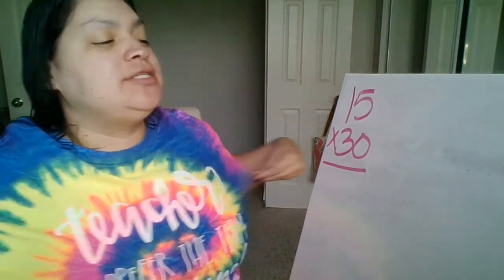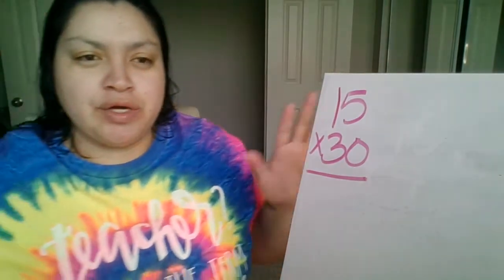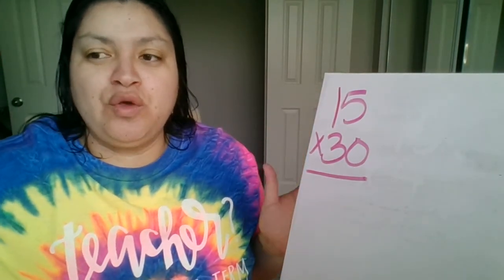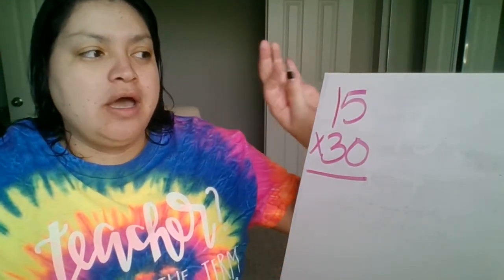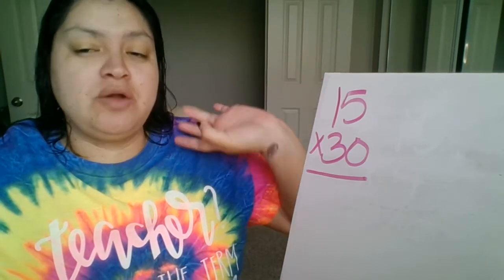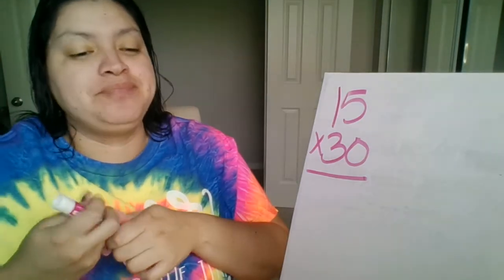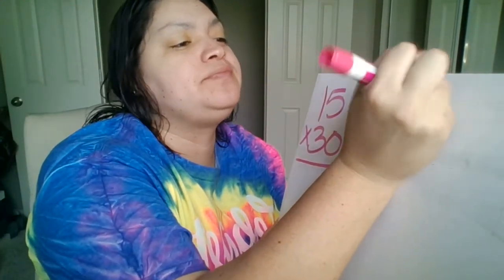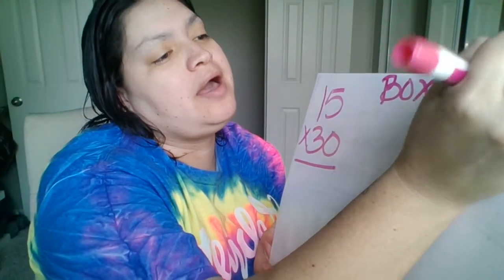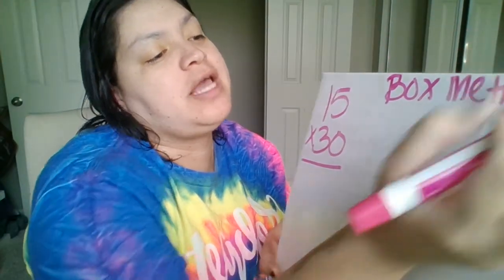Anyways, all right, so I'm going to teach you guys, or not teach you, but review how to do double-digit multiplication. We're going to go over the box method, and then we're going to go over the old school way, okay? So this one's going to be our box method, which is AKA area model.